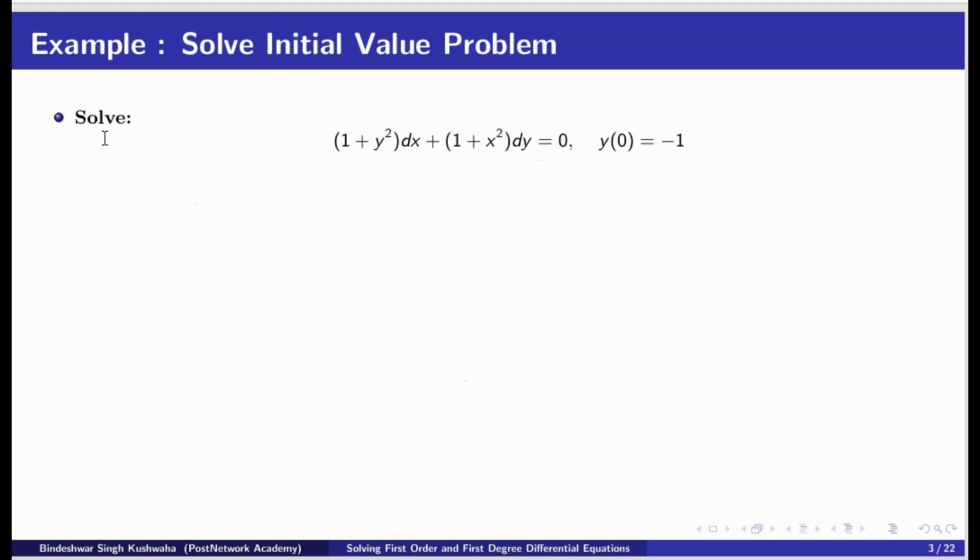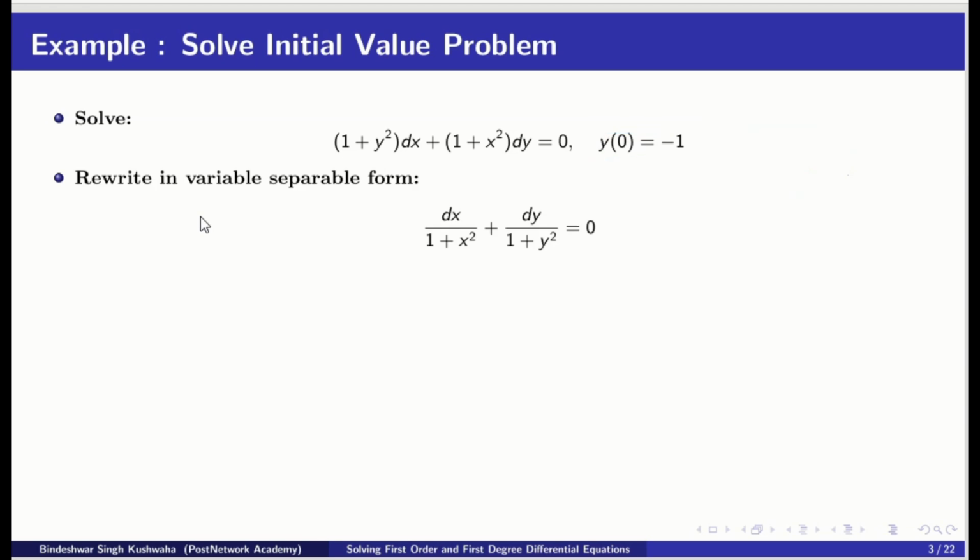Let us see another equation here, and there is also an initial value problem given. That means when x is 0, the value of y would be -1. Basically y is a function of x. That's why we are writing it this way.